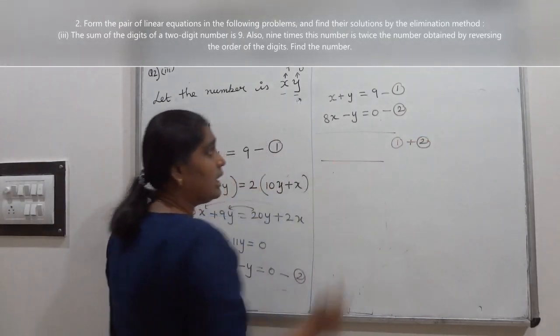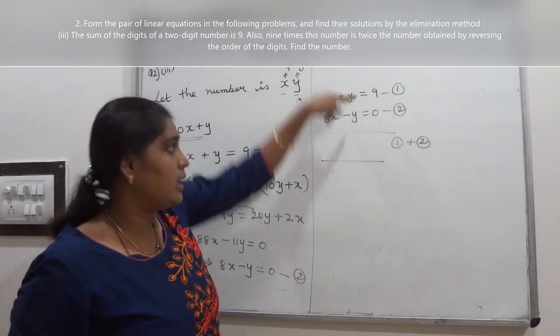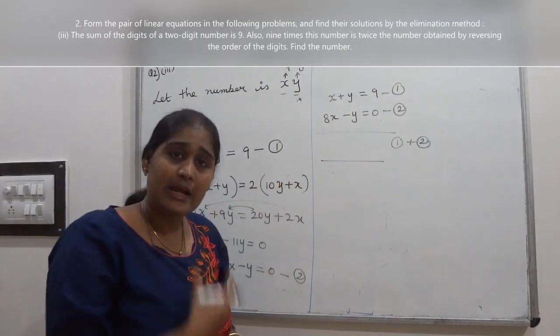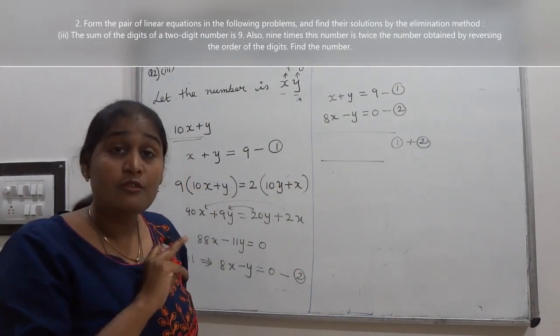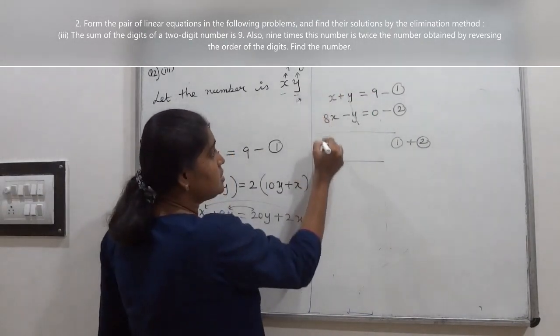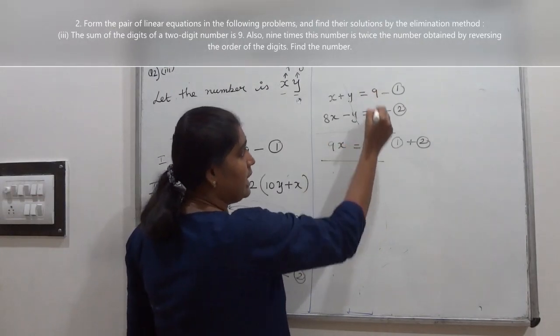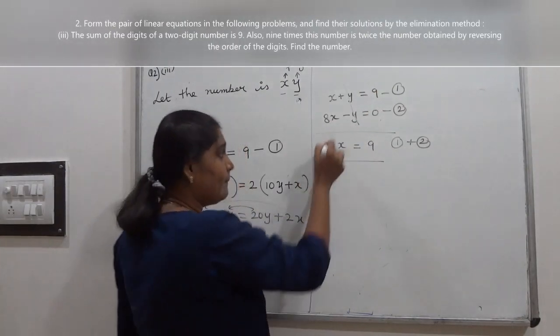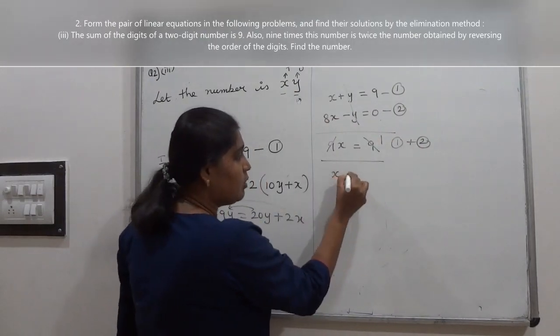Why am I saying adding? Already I have alternate signs for y. This is plus y, this is minus y. Directly by adding these two equations it will be cancelled. No need of changing the signs. Plus y minus y is cancelled. So 8x plus 1x, that is 9x, equals 9 plus 0, that is 9. So multiplied by 9 on this side, divided by 9. So x is equal to what came?